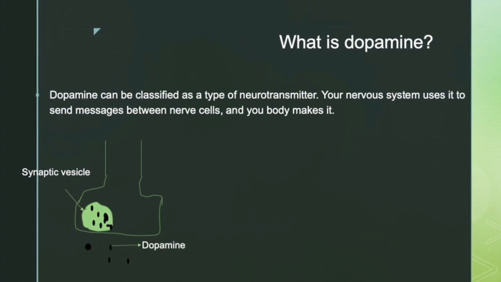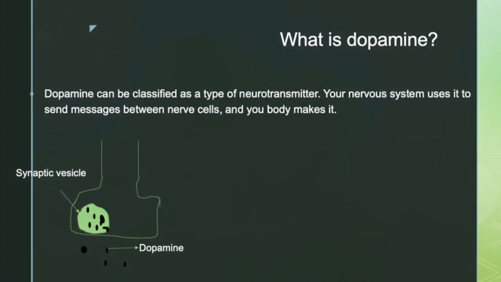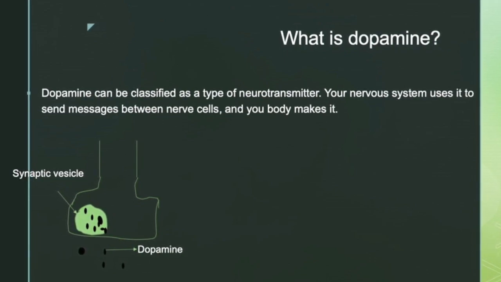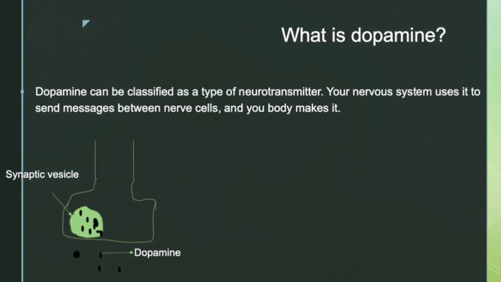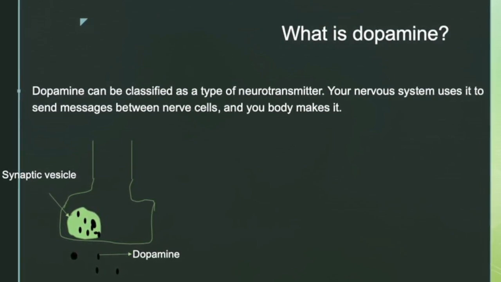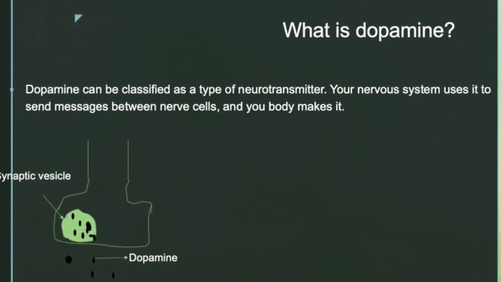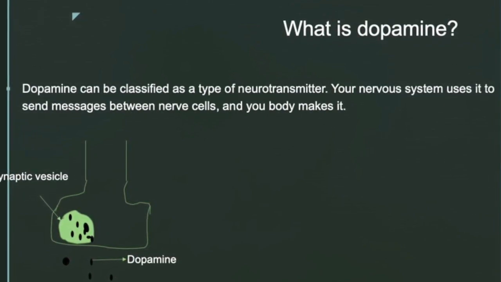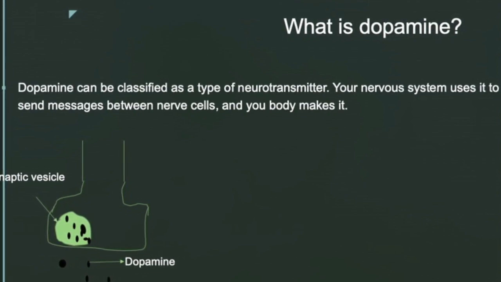What is dopamine? Dopamine can be classified as a type of neurotransmitter. Your nervous system uses it to send messages between nerve cells, and your body makes it. Here I have a picture that I drew that shows the synaptic vesicle and the dopamine particles.